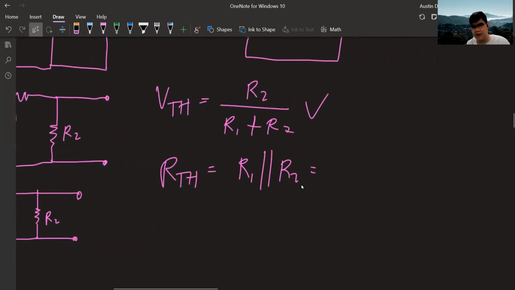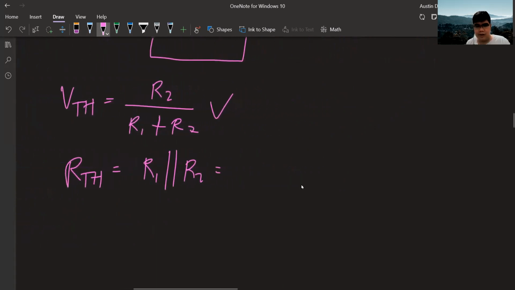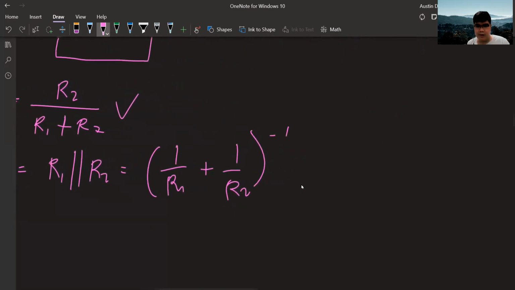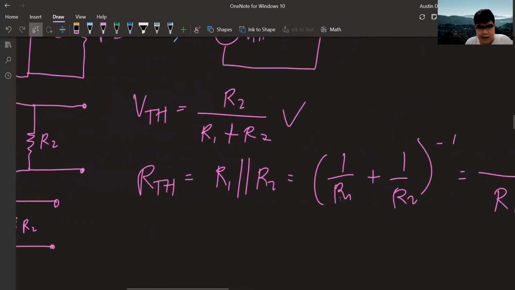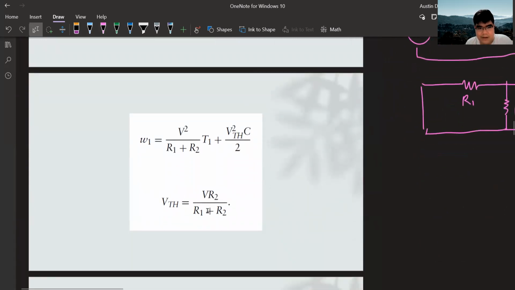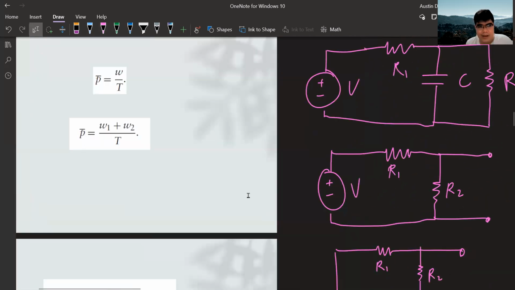Solve pa ba natin ito? Sige ako na. Hindi, solve natin para ano. So this is equivalent to 1 over R1, plus 1 over R2, inverse, and that gives me R1 R2 over R1 plus R2. Okay. So this is the RTH and VTH. Did we get that right? Okay, get that right. VTH. And then, what's next?